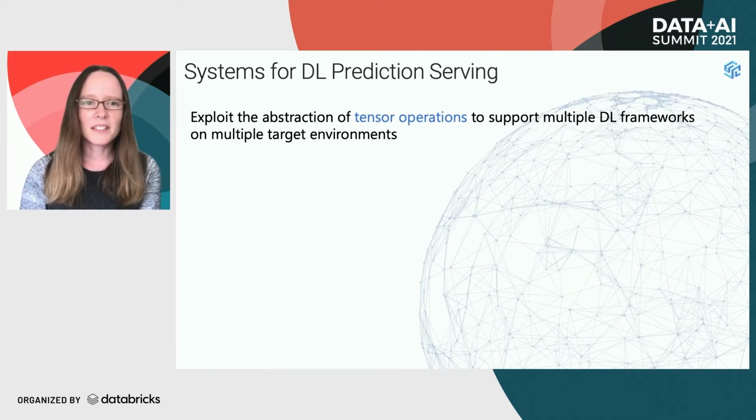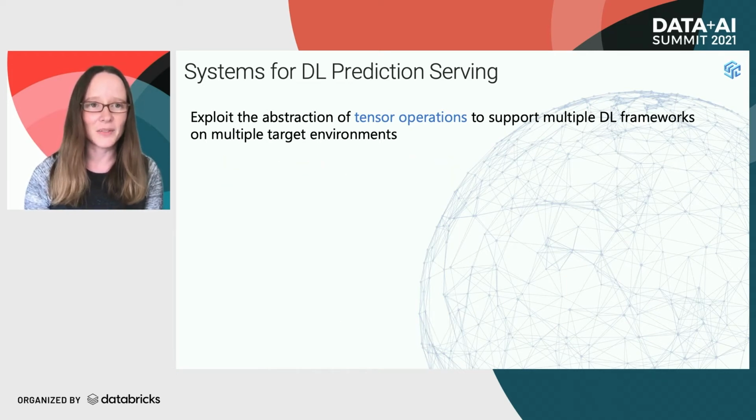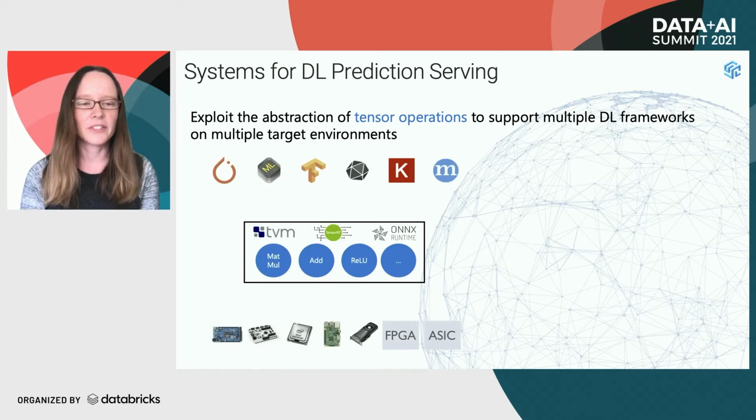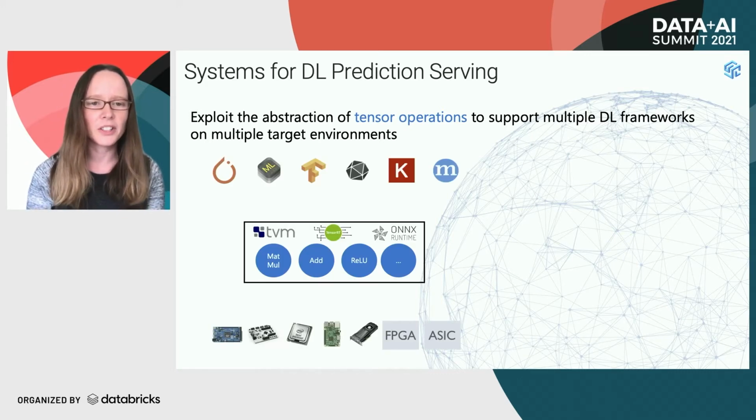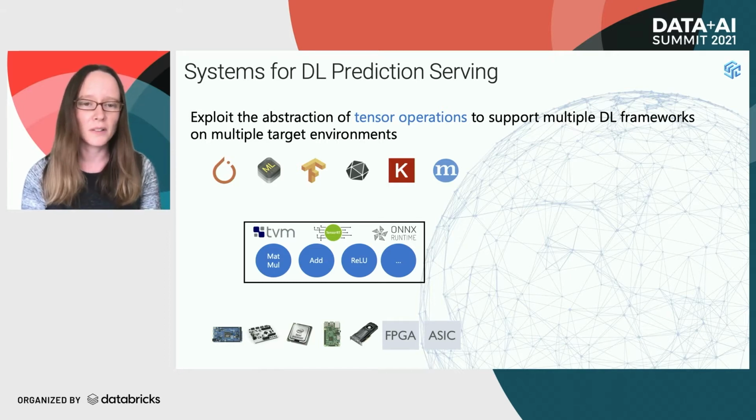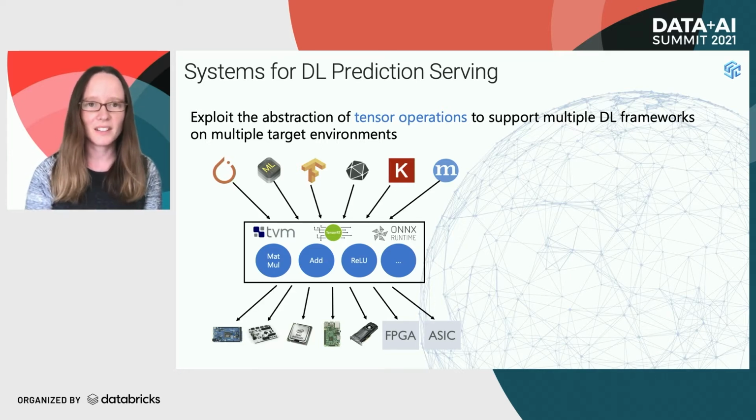And the people that built these systems for deep learning prediction serving are able to capitalize on the fact that we're using tensor operations, and exploit that abstraction to work across lots of different target environments. So at the top here, I have, for example, PyTorch and TensorFlow, just to name a few. And I'm able to take those and compile them down into this prediction serving framework. From there, I can easily convert that to my target hardware, such as GPU, FPGA, TPU, that sort of thing.